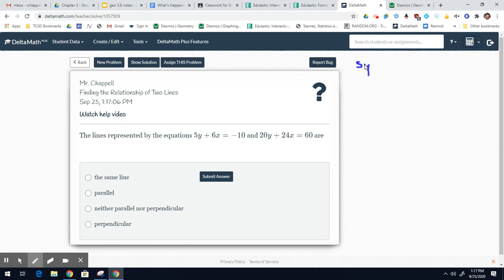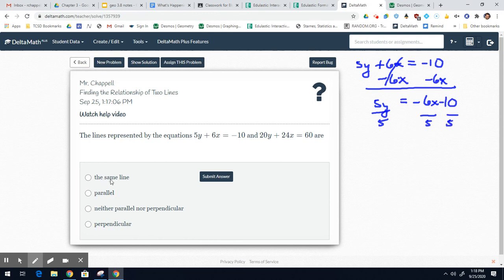5y plus 6x equals negative 10. So I will get the 5y by itself by moving the 6x to the right by subtracting it. So subtract 6x on both sides. The 5y comes down. The 6x's cancel. And over here, put the negative 6x first and the negative 10 after. I almost forgot the negative sign. It's a negative 10. Okay. And now we divide everything by 5.